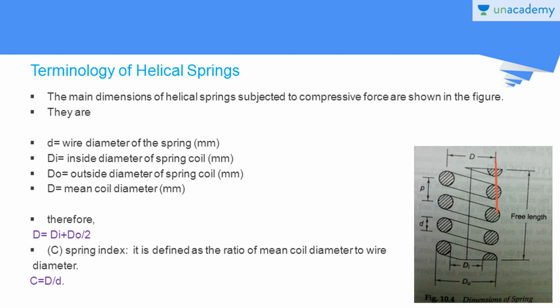And the spring index is defined as the ratio of mean coil diameter to wire diameter, which is given by C equals D by d. This is a very important parameter. We are going to use this parameter in deriving the stress relations, and also everything about helical springs.